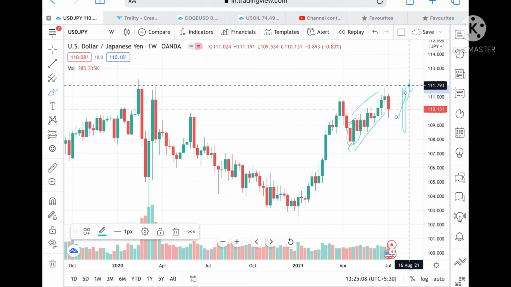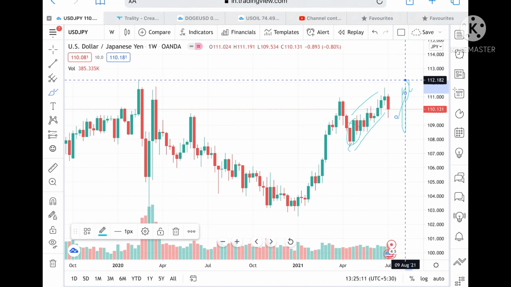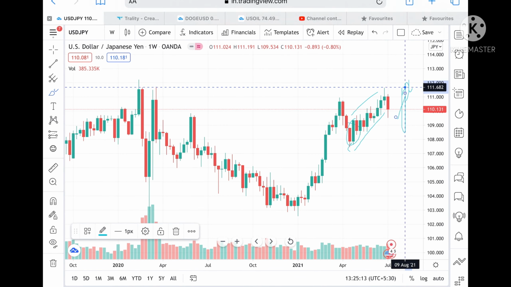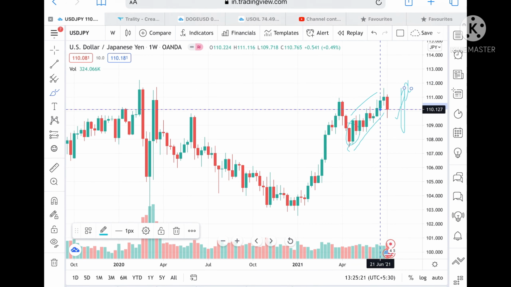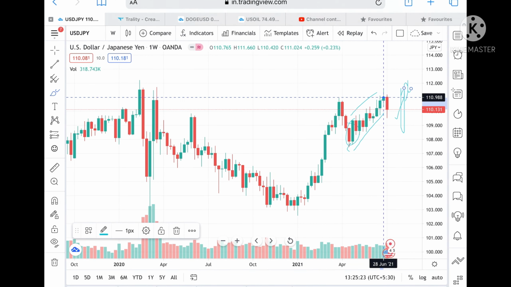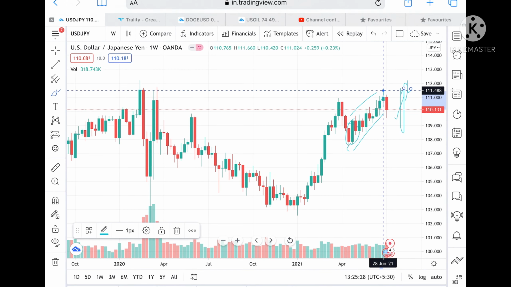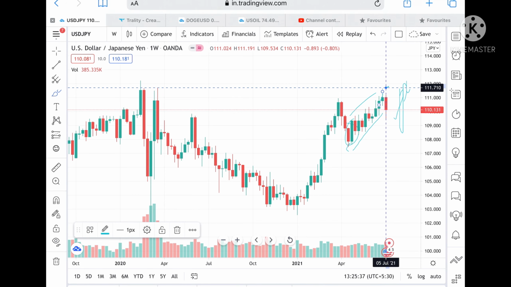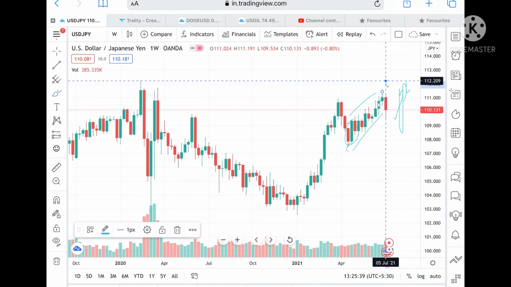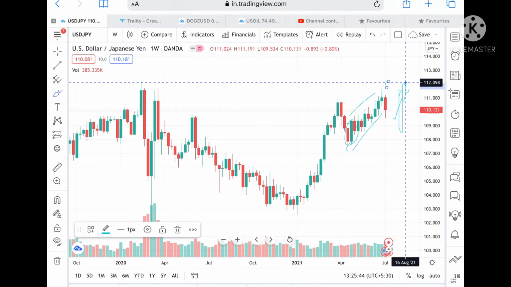112.182. You be careful at the time when it crosses the level of 111.626, then chances are high. Suppose if it goes above a level of 110.988, then chances are high that it can touch a level of 111.488, and once 111.488 is touched, we have seen that this level is tested twice, 111.710, then chances are high that it can touch a level of 112.209. This level is not tested twice, so chances are high that it can bounce back from this level.